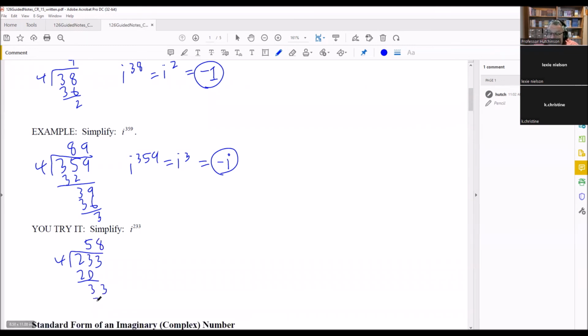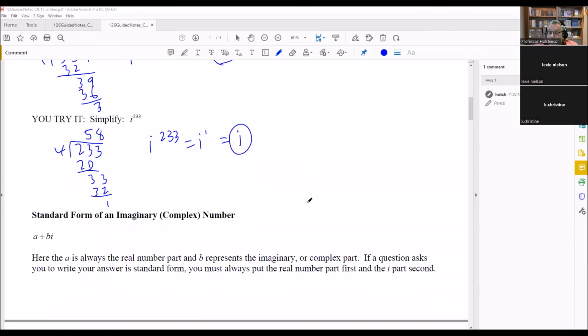And I get 32. I get a remainder of 1. So i to the 233 power is equal to i to the 1st power, or just i, which I would put for my answer from the multiple choice. Okay, so that's the first couple of problems you'll see in the homework that have to do with that.